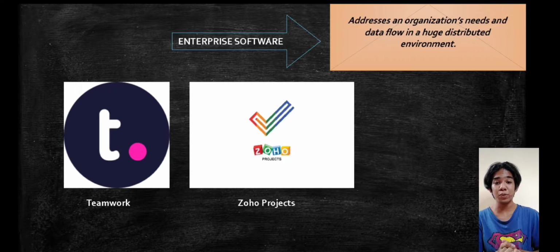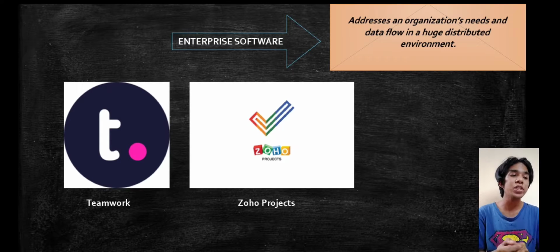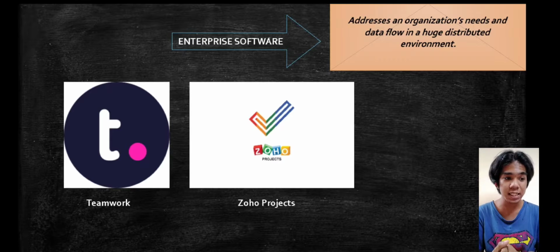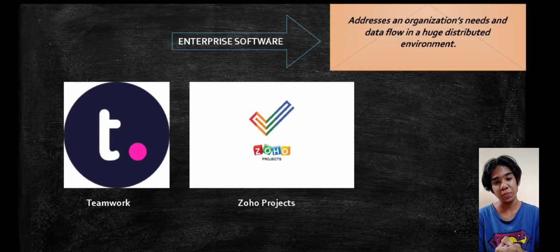I have two examples here presented in the PowerPoint. The first one is Teamwork, and its symbol looks like a T. Teamwork is a cloud-based project management solution that provides businesses functionalities to manage different operations of a project. Its features include task lists, time tracking, file uploads, and messages. Teamwork helps teams manage group objectives, communicate, and establish business processes.